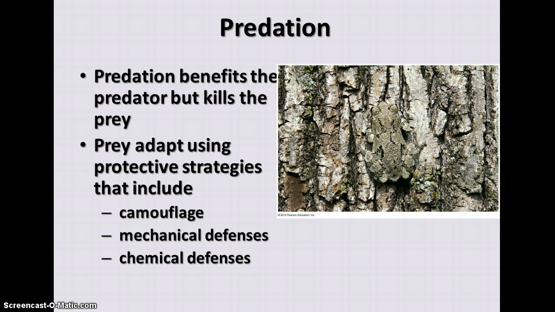Predation is going to benefit the predator but not the prey, and so the prey have to figure out some way to adapt to that situation using lots of different protective strategies that could include camouflage, like this frog here is camouflaged by the bark of the tree that it's sitting on. There are also mechanical and chemical defenses that you'll find in various kinds of plants and animals. Sometimes there are plants that are poisonous for a reason, and that keeps them from being eaten by the animals that live in that particular area.